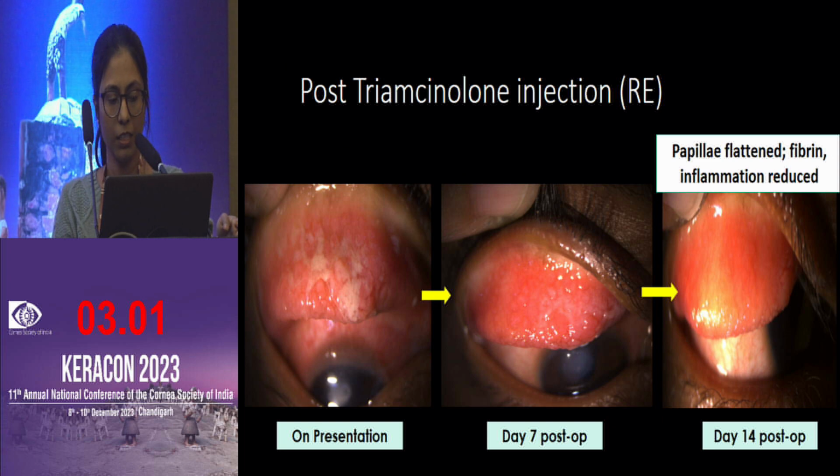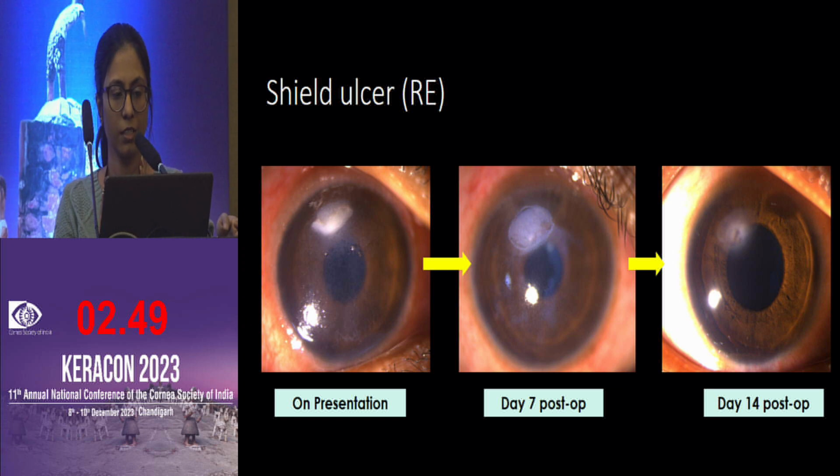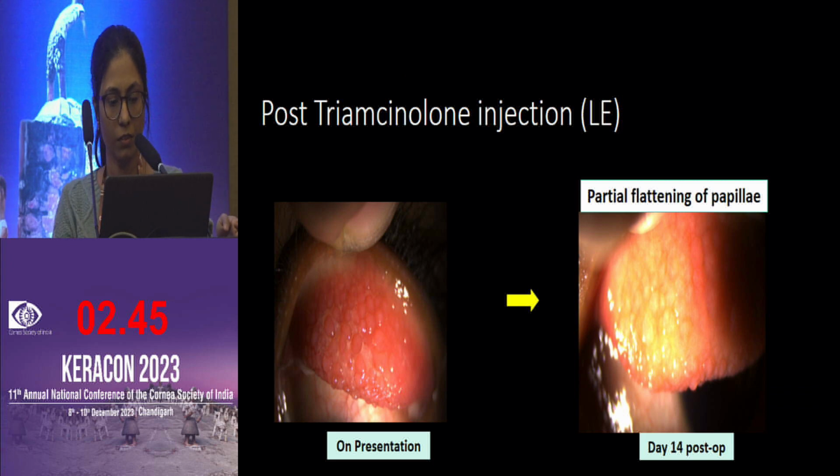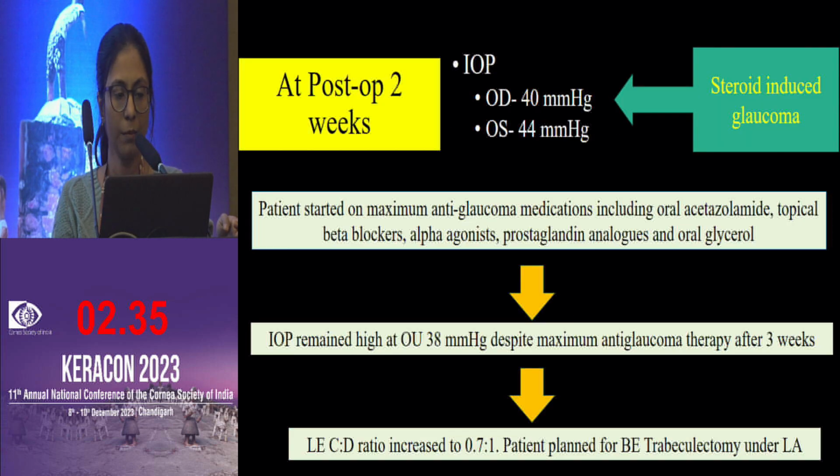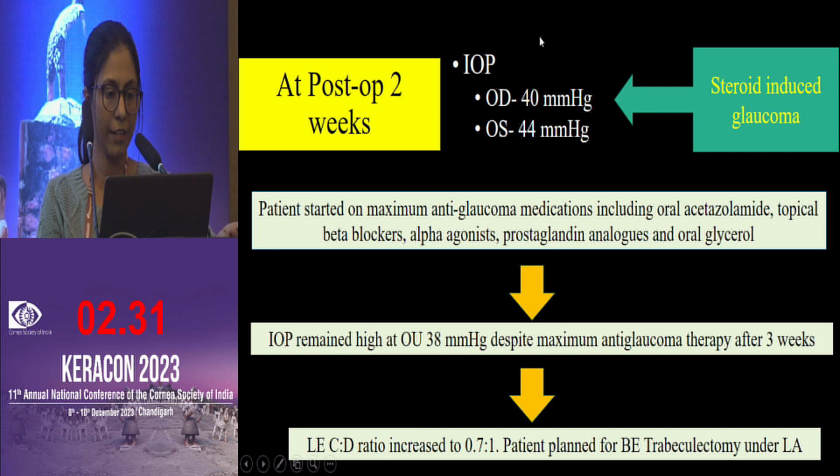We observed there was improvement in the signs and symptoms, and flattening of papillae was noted with reduced inflammation at post-op 2 weeks. Shield ulcer also showed improvement with resolution. So this was the flattening of the papillae observed, which started at 2 weeks. But with respect to IOP, there was a high rise in the IOP, around 40 and 44 mm of Hg in right and left eye.